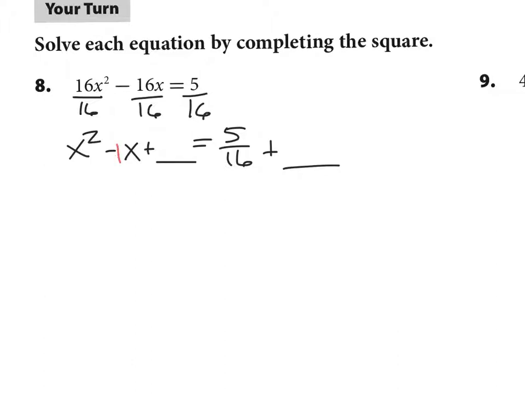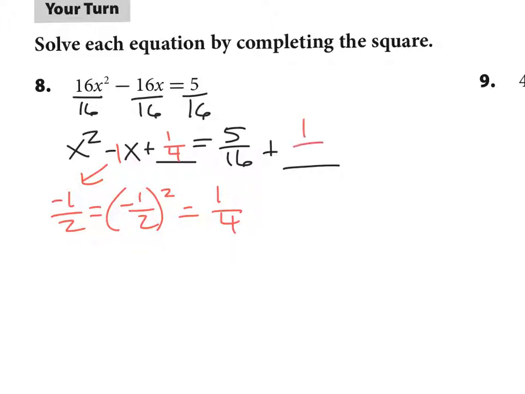Now remember right here there's a 1. So we bring that down, so we're going to divide that by 2. We do that, we get negative 1/2. Square that. Now in this case you want to leave it as a fraction. Do not change it to a decimal. So what I end up with here is 1/4. So I got 1/4. Here I have 1/4.